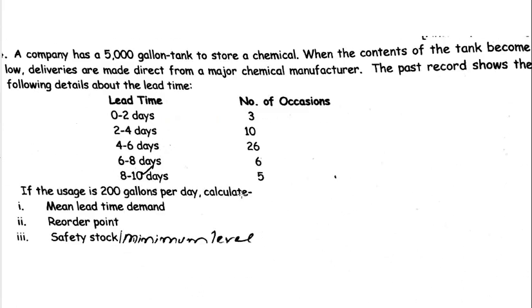Now, let us do another problem. A company has a 5,000 gallon tank to store a chemical. Right? What is the capacity of the tank? 5,000 gallons. When the contents of the tank become low, deliveries are made direct from a major chemical manufacturer. The past record shows the following details about the lead time. Lead time 0 to 2 days, number of occasions 3; 2 to 4, 10; 4 to 6, 26; 6 to 8, 6; 8 to 10, 5.